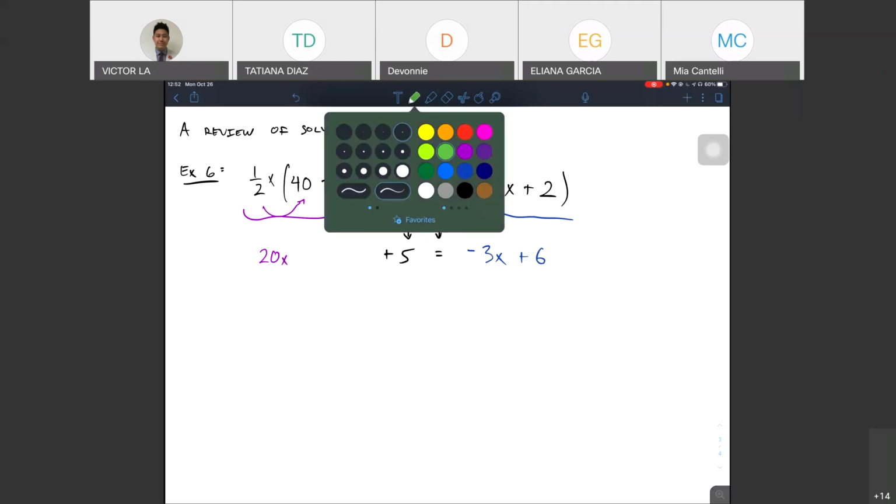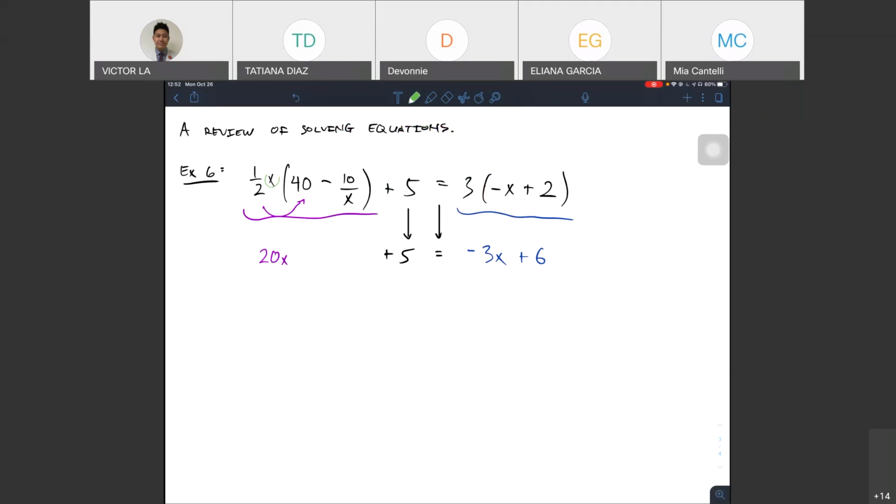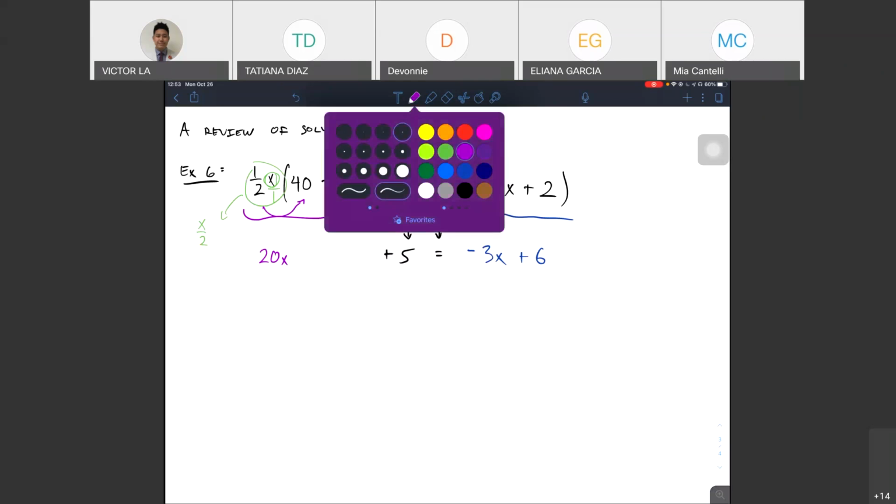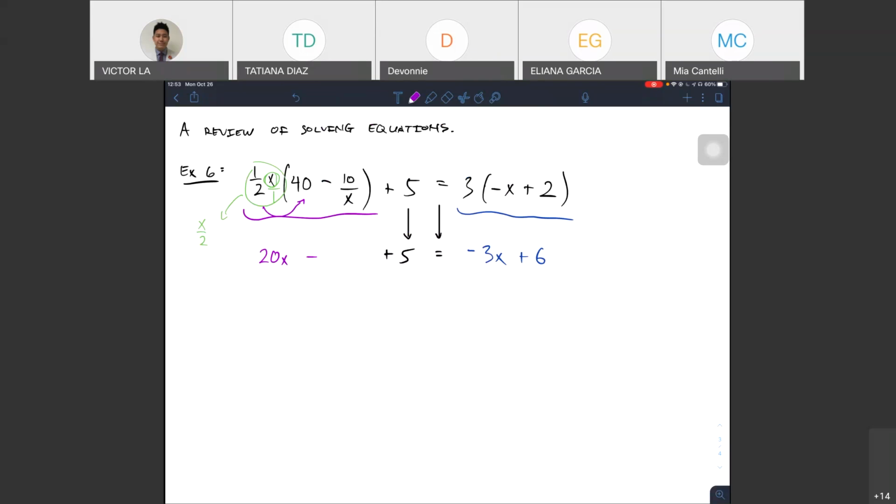Remember, let me use a different color. This x right here, because it's next to the fraction, that's technically x over 1, right? Or another way to think of this, I'm going to draw a bigger circle now and just think of this x over 2. So you're actually multiplying x over 2 times 10 over x, technically a negative 10 over x. So this actually will simplify to just a minus 5.